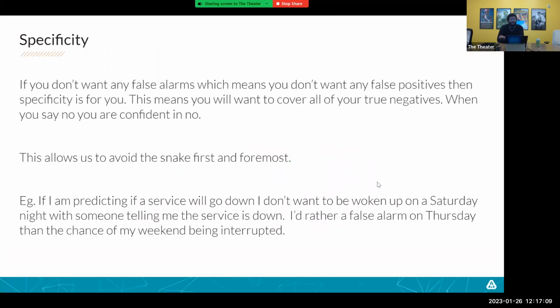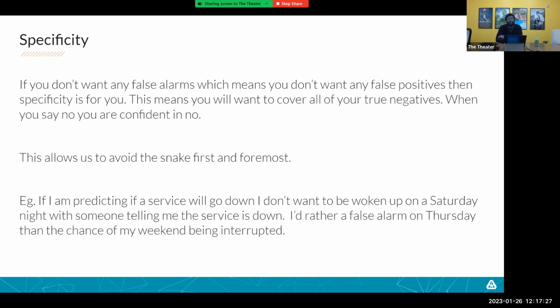Let's talk about specificity now. So this one's a little trickier, but it also just allows us to avoid some false alarms here. We don't want false positives, and we want to cover all of our true negatives. This will allow us to avoid the snake first and foremost.